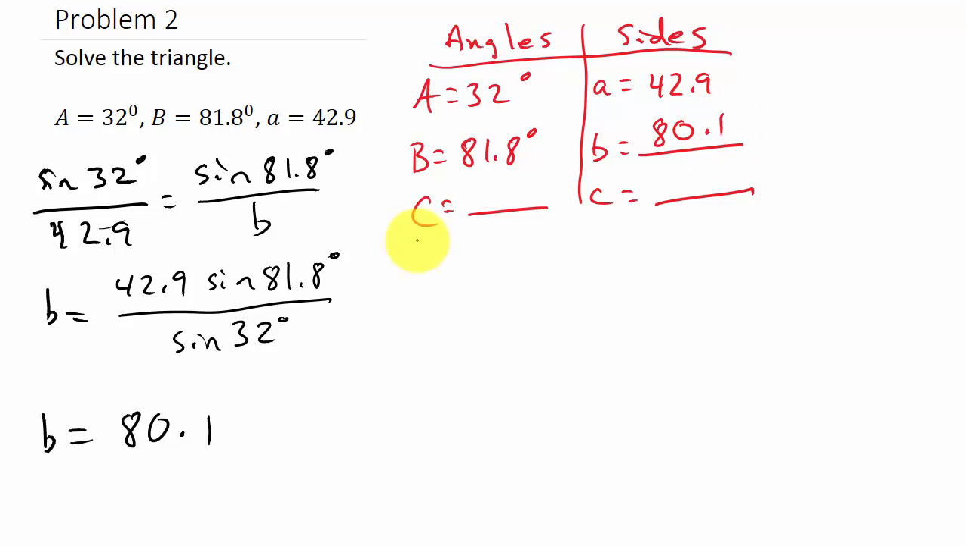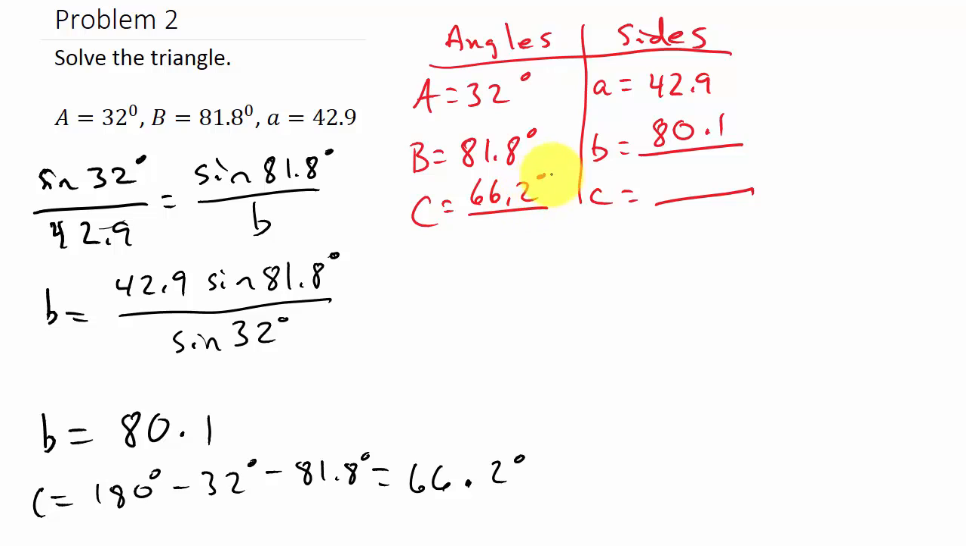Now you can see we just need to solve for angle C and side C. Well, let's go ahead and get angle C. So angle C is equal to 180 minus these two angles, 32 degrees minus 81.8 degrees, because remember, all three angles of a triangle add up to 180. So if I do 180 minus 32 minus 81.8, that is going to give me 66.2 degrees. So I get C is 66.2 degrees.